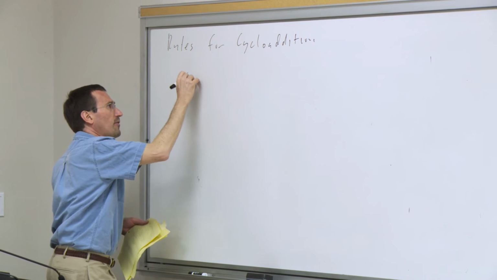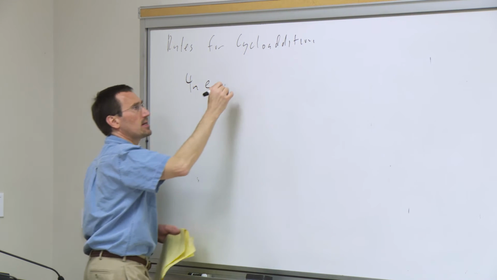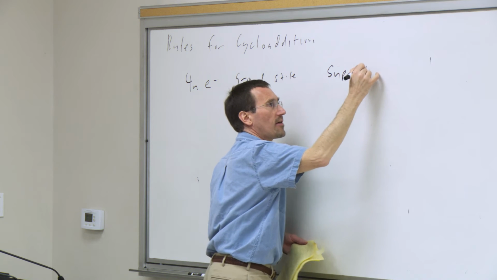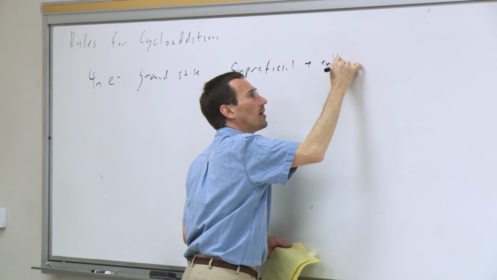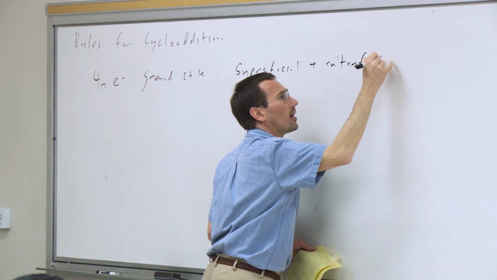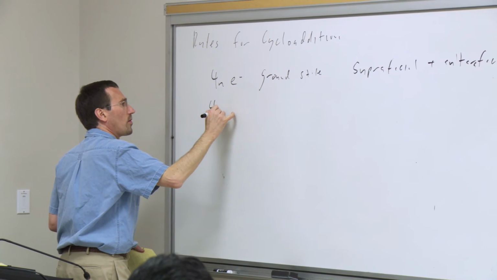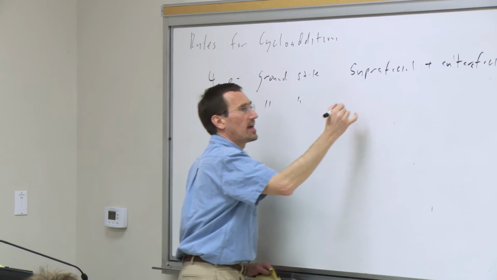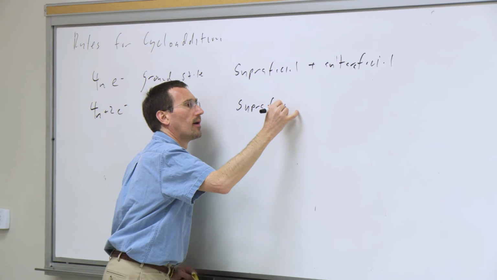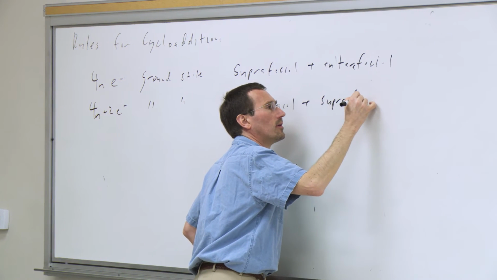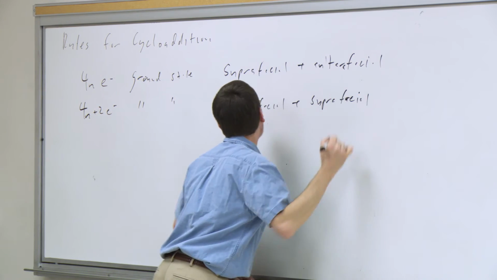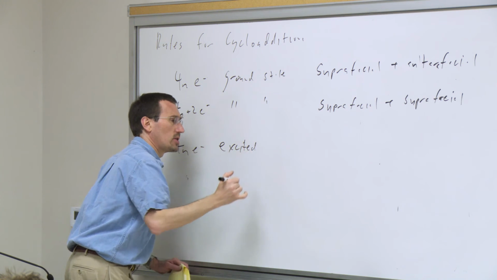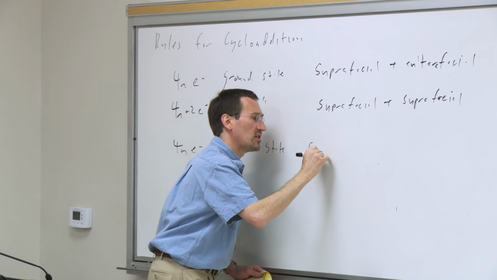I could say that basically 4n electrons in the ground state has to be suprafacial plus antarafacial. For 4n plus 2 electrons, in other words, like the Diels-Alder reaction, in the ground state has to be suprafacial plus suprafacial. 4n electrons in the excited state, meaning a photoreaction, is suprafacial plus suprafacial.